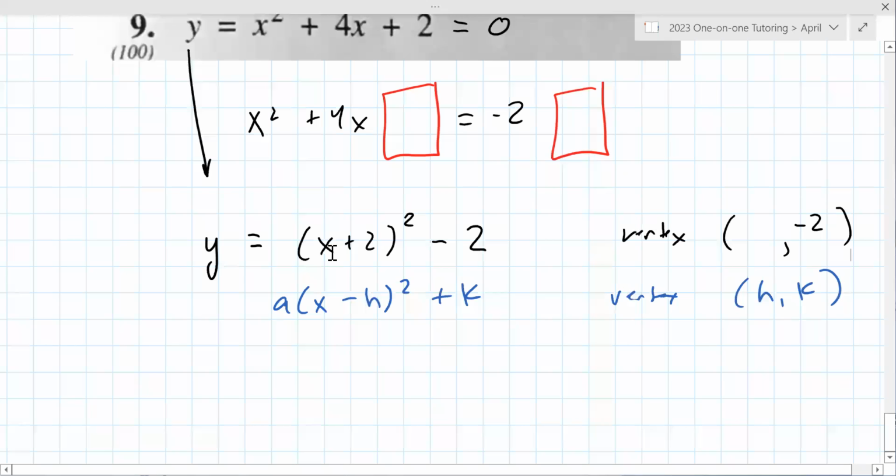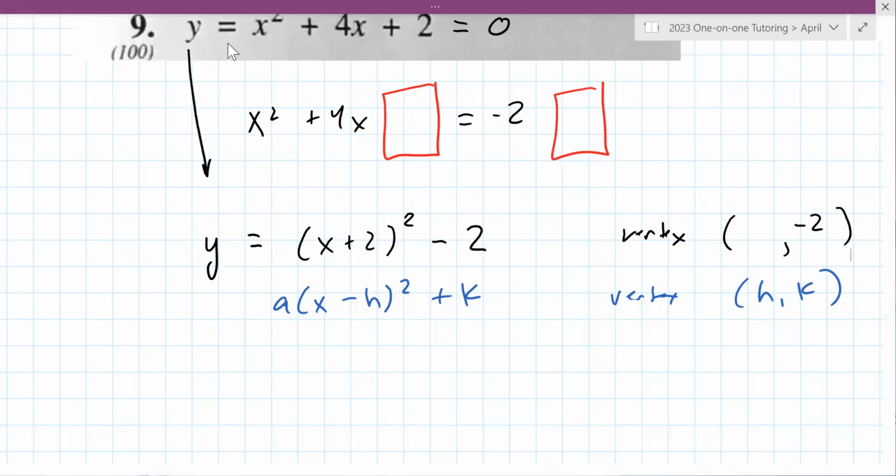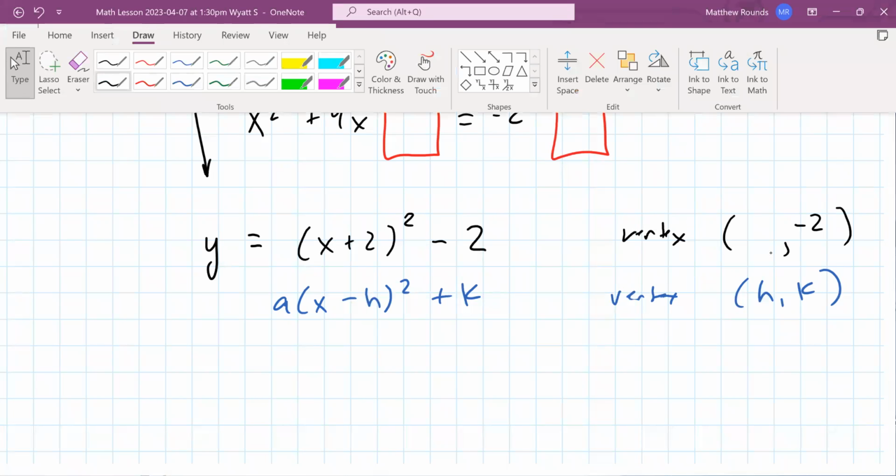But I don't like rules like that, because then it's like, when do I change the sign? When do I not change the sign? It is literally a number that makes the inside part equal to 0, which is -2. Your choice how you remember that.